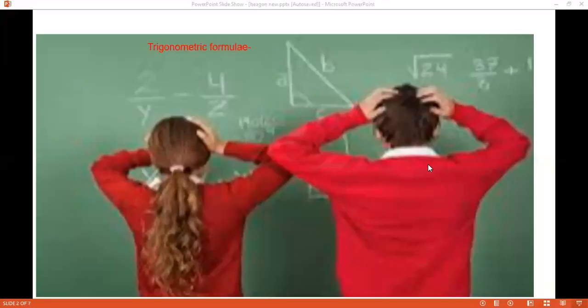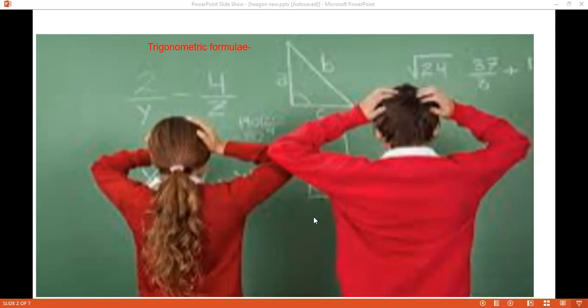Hi students, today we are going to observe trigonometry. Trigonometry means we have many formulae in that, right? To remember these formulae is very difficult for the students. So how to remember the trigonometric formulae easily within a short period? Let us look at this.